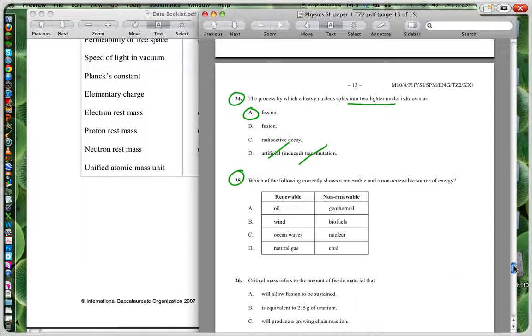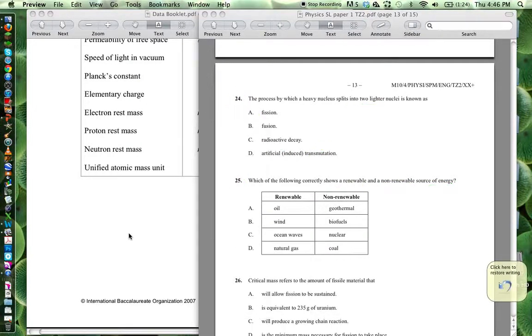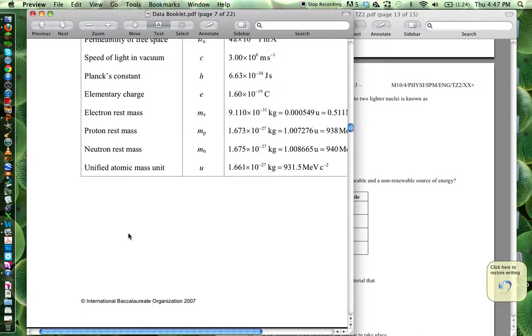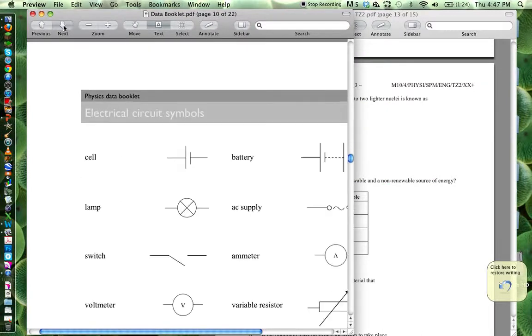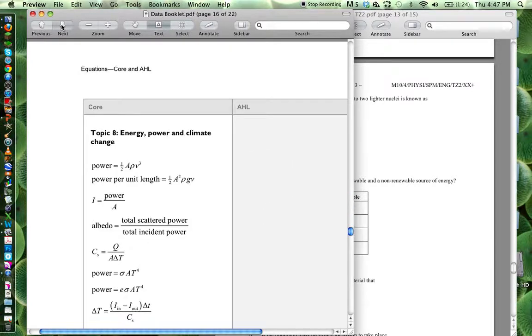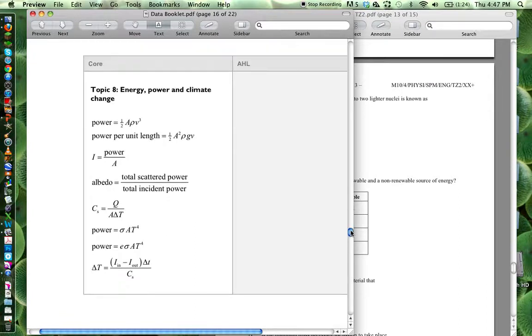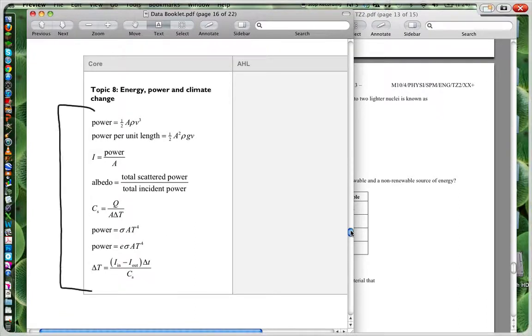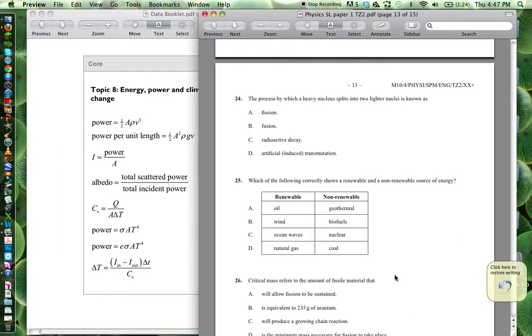25. Which of the following correctly shows a renewable and a non-renewable source of energy? So here we're going into Unit 8, and perhaps before I start on it, I should just make sure that I get to my formulas, because we'll be using these quite a lot, I think, for Unit 8. And you really need to know what all of these different terms stand for. It's very important that you do. We're going to be using some of them now, so let's see how you do.